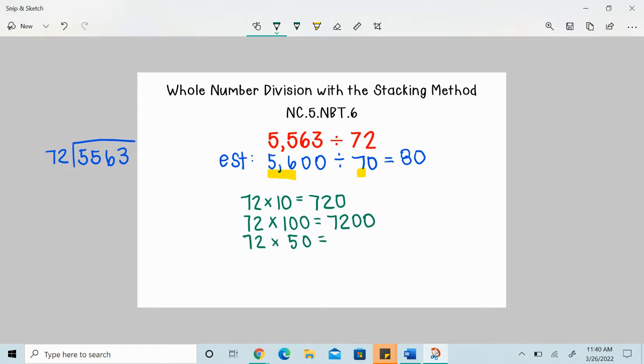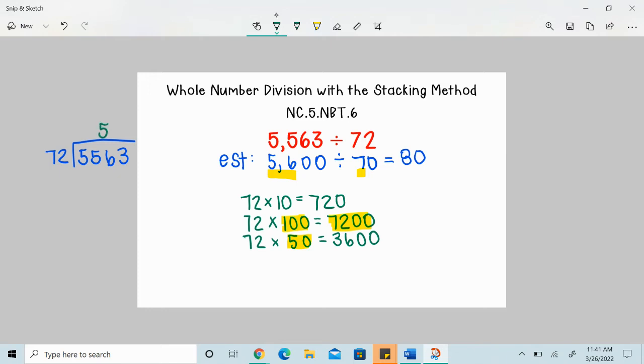And I'm going to try 50 because I already know that 72 times 100 is 7,200. And if I multiply 72 by half as much, so I'm going to multiply by half of 100, which is 50, then my product is going to be half of what the product was when I multiplied by 100. So 72 times 50, the product is going to be half of 72 times 100. That means 72 times 50 is 3,600. And if thinking about it that way isn't something that works for you, you could always come over to the side and set up an area model and multiply 72 times 50 or 72 times whatever partial quotient you wanted to try. I'm going to go ahead and use 50 as the first partial quotient.